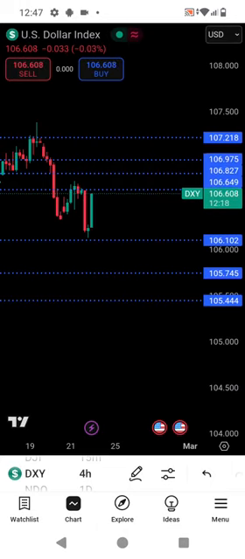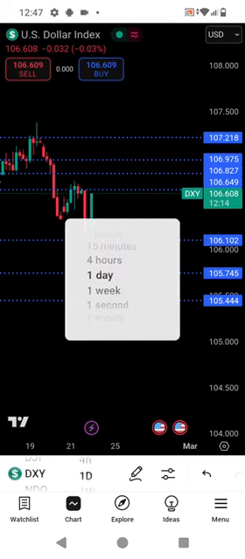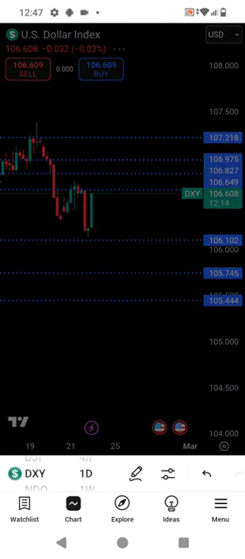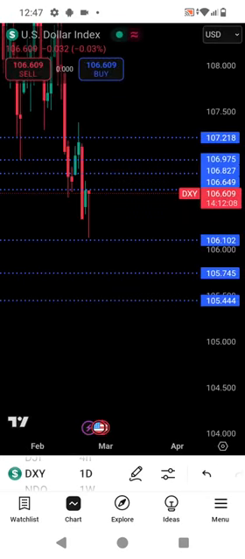106.827, that's an area to watch for, because if it goes above this previous day high, then you need to expect the price to do the opposite for any pair that has the USD as its second currency.